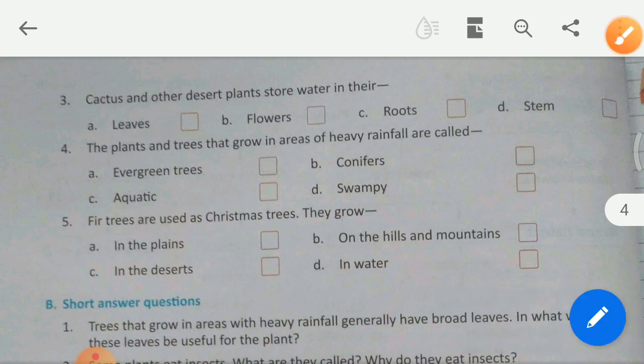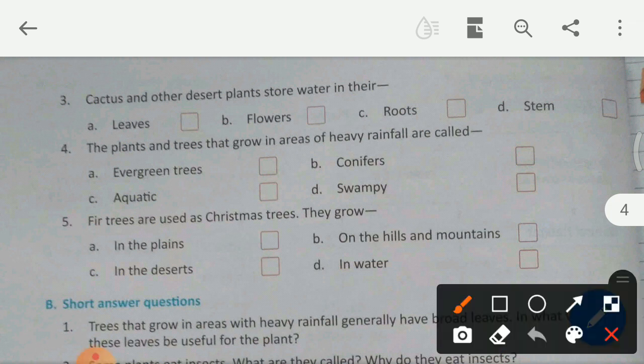The next one: the plants and trees that grow in areas of heavy rainfall are called? Maybe the plants grown in rainfall areas, so which type of plants grow in heavy rainfall areas? Evergreen, aquatic, conifer and swampy. The evergreen trees only grow in very heavy rainfall areas.